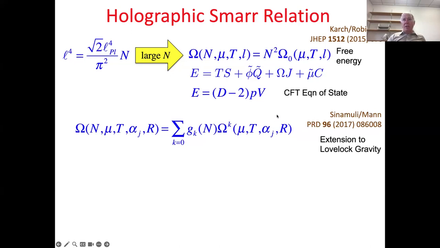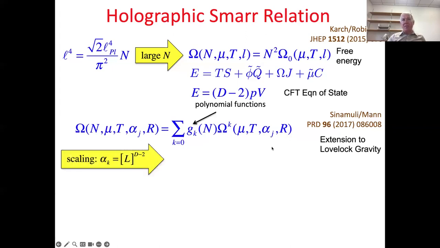And Cedric Sinamuli and I showed that, in fact, if you consider higher curvature terms that included the radius of the dual space, the volume of the dual space, then the thermodynamic potential is a sum of polynomial functions of omega k's that don't depend on N, but depend on the other variables in the problem. And then we pointed out that in the context of Lovelock gravity, these coefficients had to scale like the Lovelock coupling constants to this power times some other coefficients, beta.